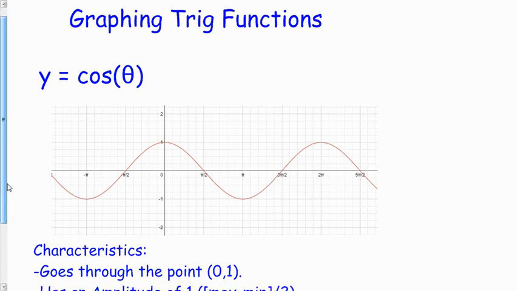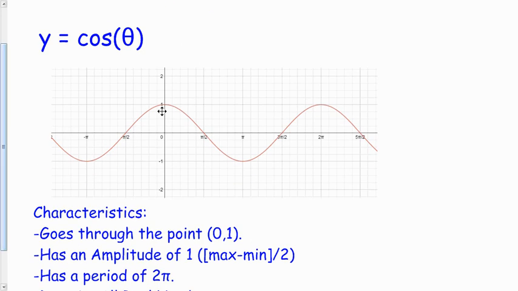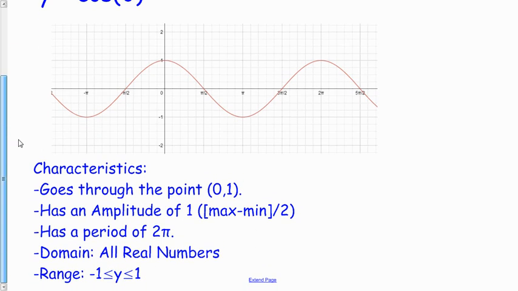It has an amplitude of 1, just like the sine. It goes from 1 to -1, and the amplitude is half of that. The period is 2 pi again. One full cycle is 2 pi, and if you are fuzzy on this, that's the same as 360 degrees. The domain is once again all real numbers, and the range is the same, from -1 to 1.